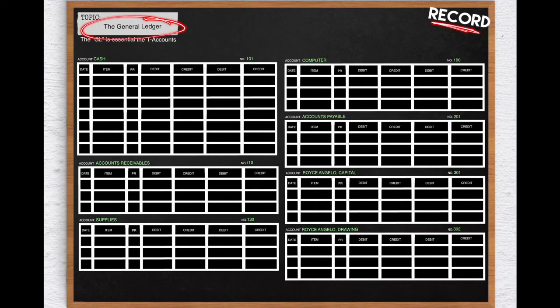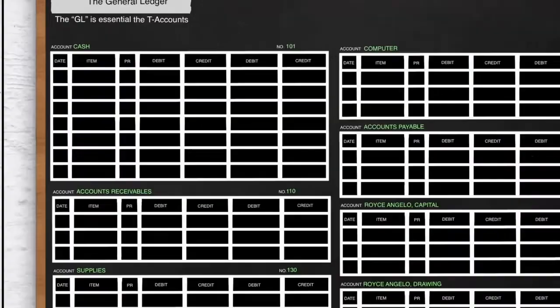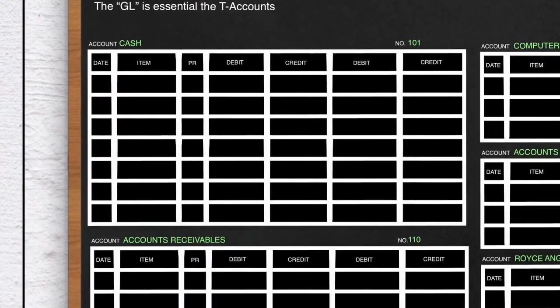All right, here's another new concept, the general ledger. We're still recording the transactions. We recorded it into the journal. Now we're going to record it into the general ledger. The GL, general ledger, is essentially the T accounts. Remember we discussed T accounts real briefly?